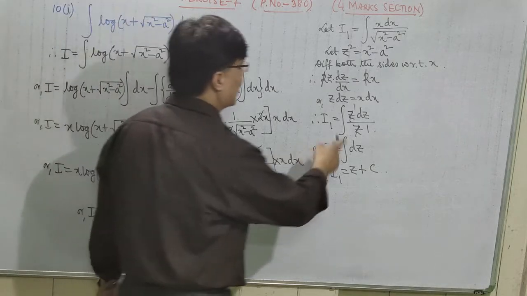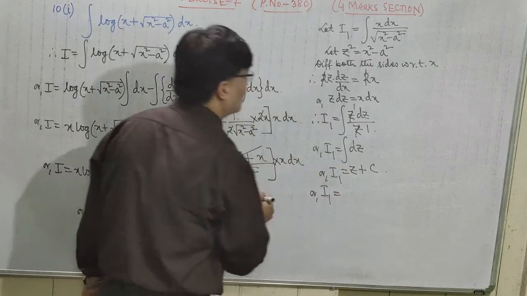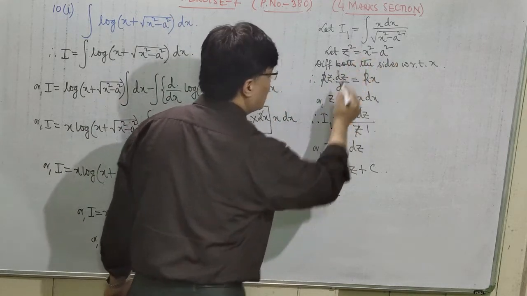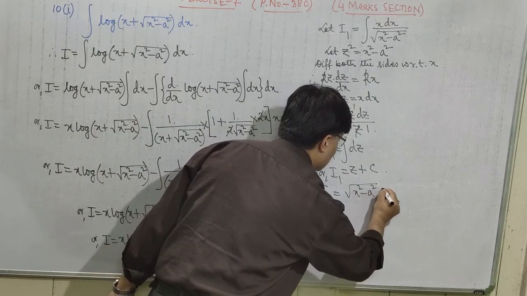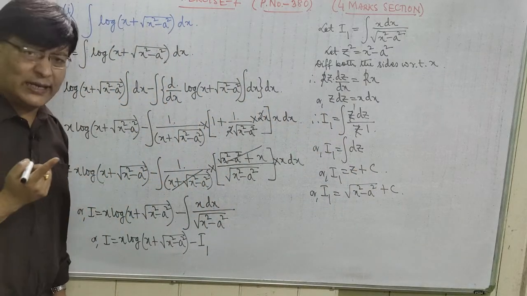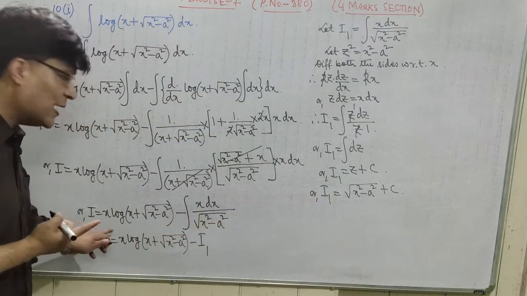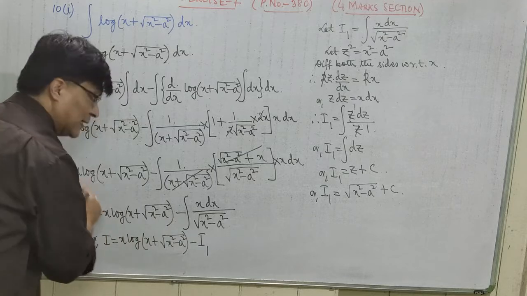So what is the value for z now? Since z square is equal to x square minus a square, what is the value for z? It is root over x square minus a square plus c. So this is the value for only I1. Okay, so let us put this value for I1 in I to get the answer.